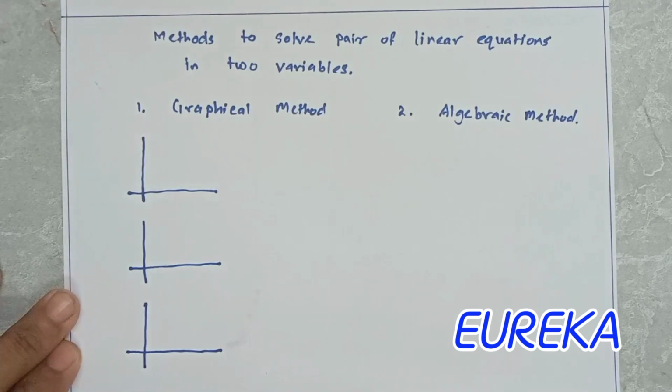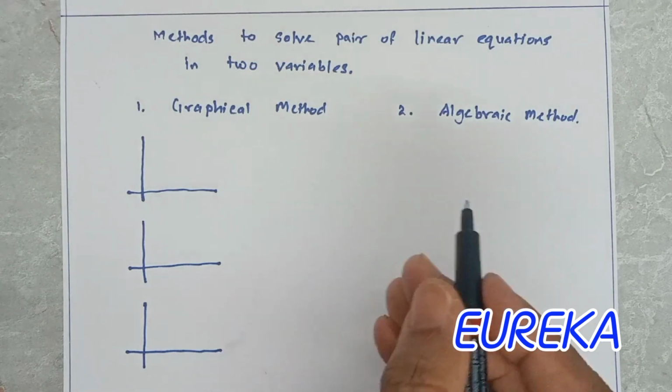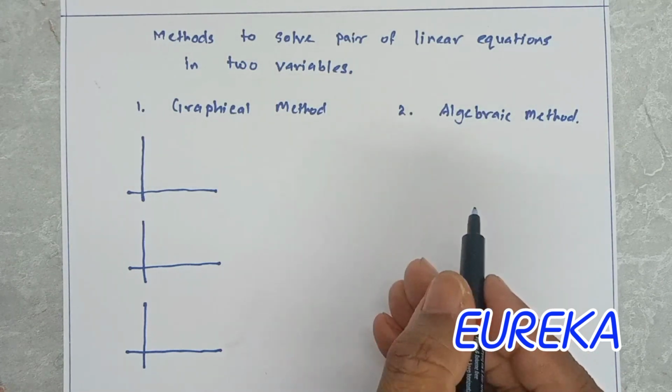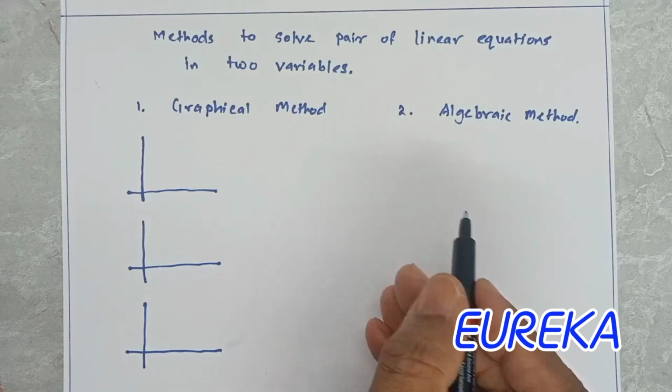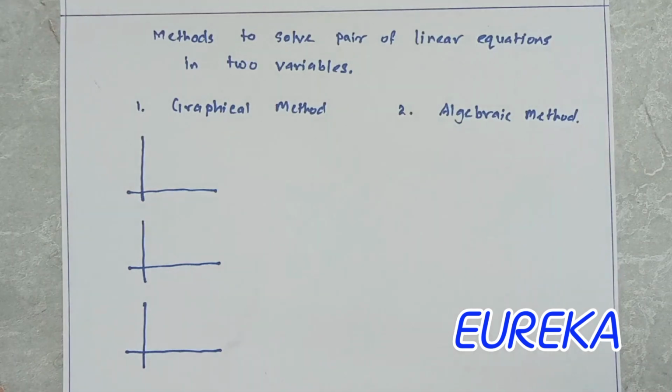One thing is that whenever we are given a pair of linear equations, we will get a straight line. Why a straight line? Because it is a linear equation. Linear means line, so we'll never get a curve here like a parabola, like we have seen in the quadratic polynomial. So if we are given two linear equations in two variables, we will definitely get two lines. Now these two lines can be plotted in many ways.